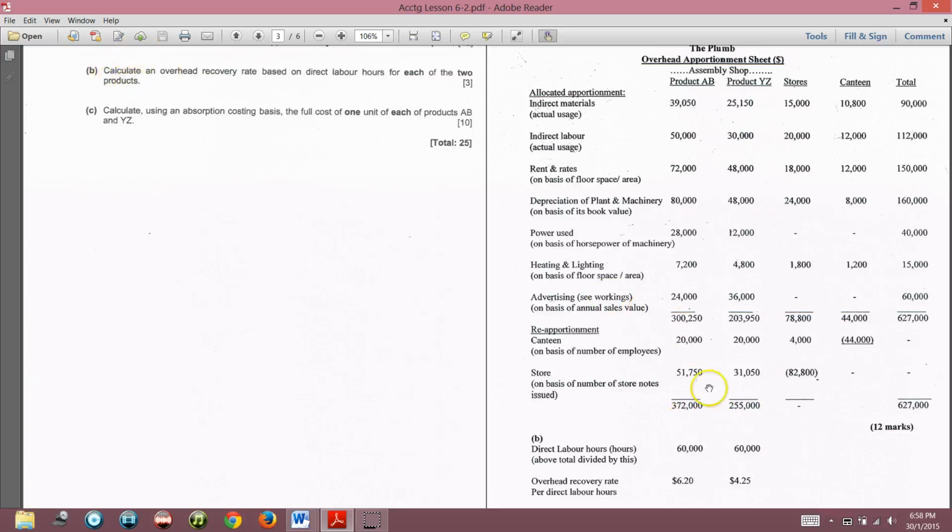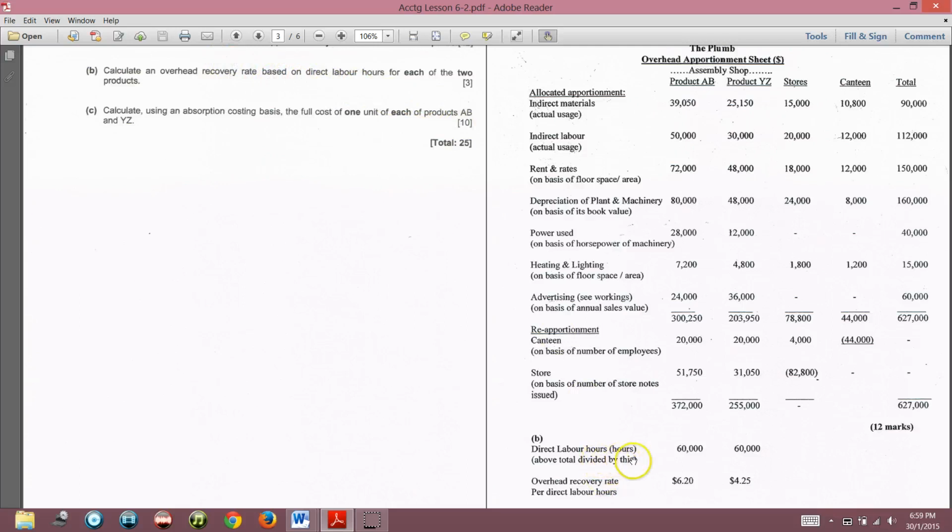Then part B says, to be precise, even though the question didn't say, we know that these are the budgeted figures. Maybe they budget based on last year's accounts figures. So this is the total budgeted overheads for product A, B and product Y, Z. Okay, so you see here, calculate an overhead recovery rate. Overhead recovery rate is just a different name, but it means the same as overhead apportionment rate, or OAR, on the basis of direct labor hours for each product.